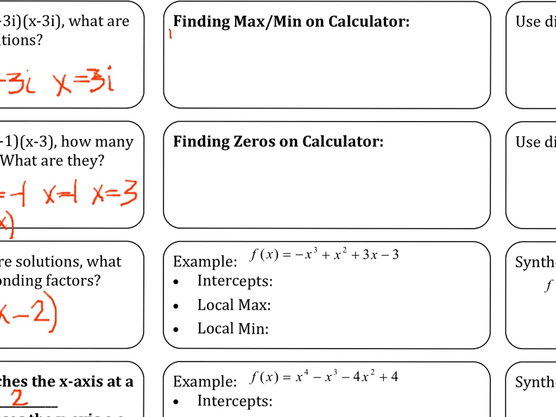So we're going to find the max or minimum on our calculator. The first thing we're going to do is input our function in y equals. I'll put a box around it because that's a button on our calculator. Then we're going to hit second. Again, that's a button, and trace. And that's another button.